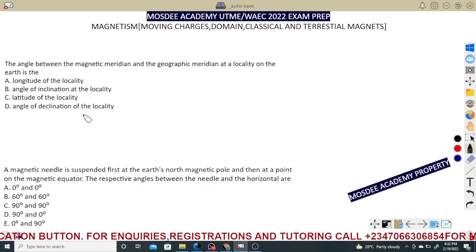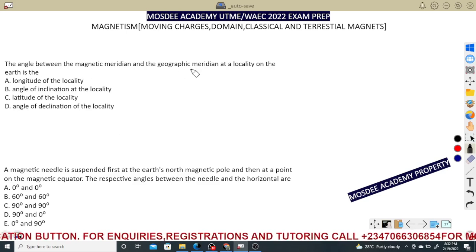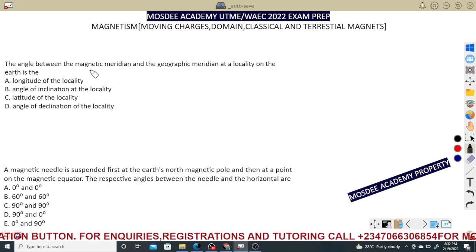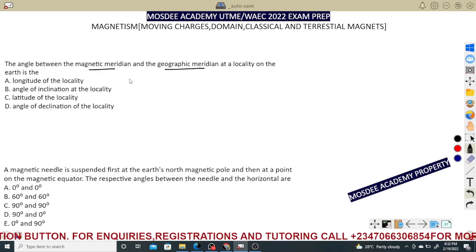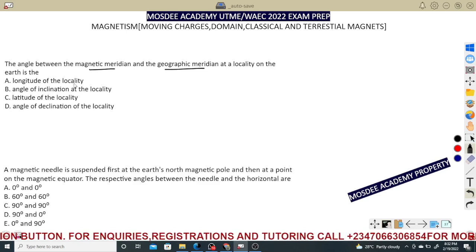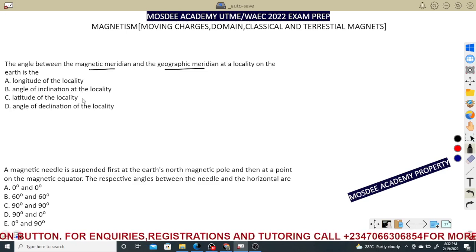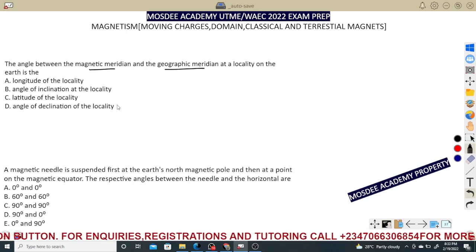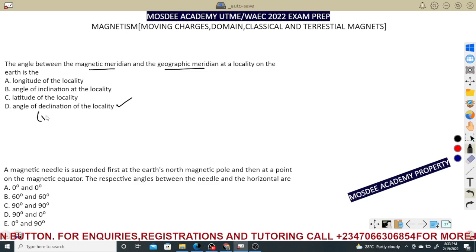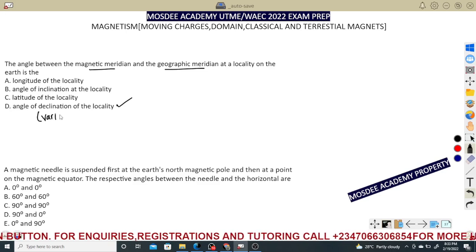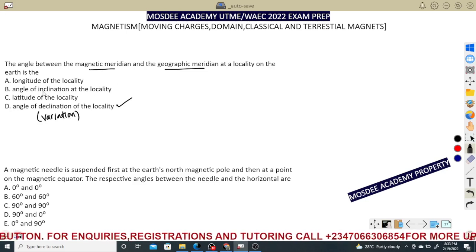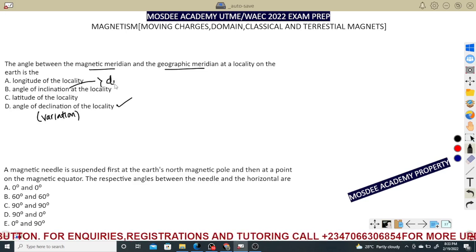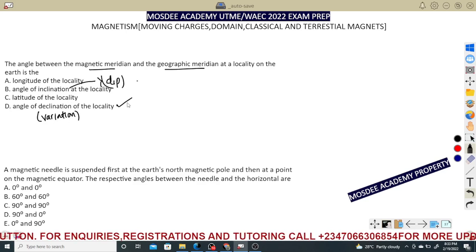Fine. The next question says, the angle between the magnetic meridian and the geographic meridian. My dear students, I have defined that when I was explaining the terrestrial magnetism of Earth, and I call that the angle of declination. Angle of declination is also called angle of variation. Angle of dip is also called angle of inclination. Inclination is also called angle of dip. Please keep that at the back of your mind because you need that.